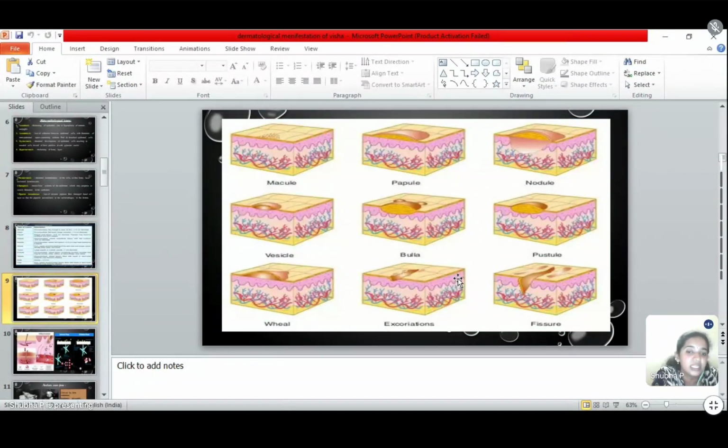A wheal is also known as an urticarial patch, wherein, if you have a contact dermatitis or some allergies, in layman's terms people call it an allergy too. Once you have a point of contact with an allergen, immediately you get itching in that region, and once you start itching, raised lesions appear which are pinkish and severely itchy in nature. So that is called a wheal.